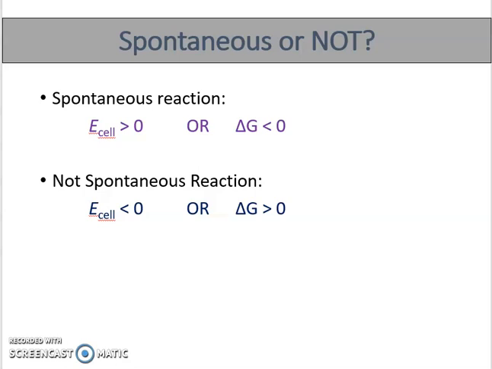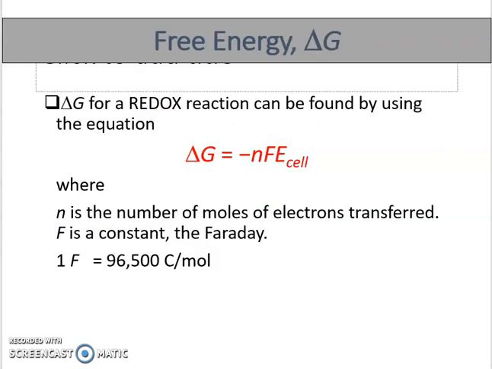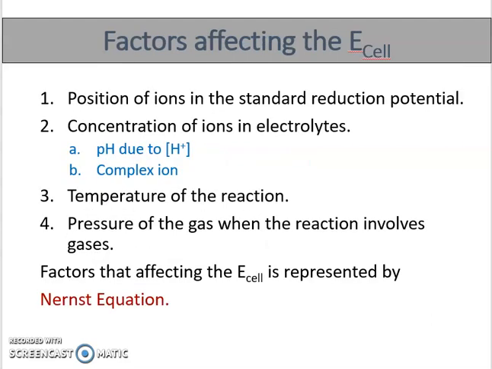Okay, so the relationship between the E cell and free energy can be found by using this equation: delta G equals negative nF E cell, where n is the number of moles of electrons transferred, F is the Faraday constant, and 1 Faraday is equal to 96,500 coulomb per mole. We will learn Faraday in detail in my next video. Next we proceed to the factors affecting the E cell.